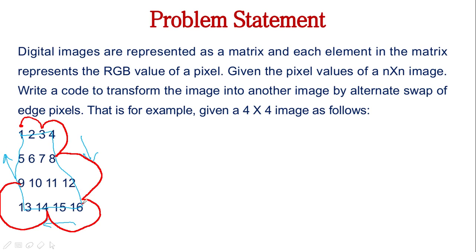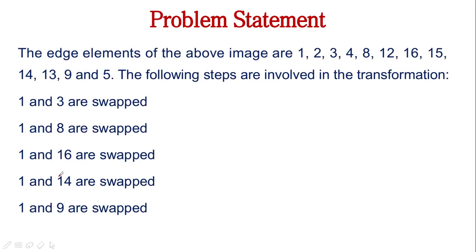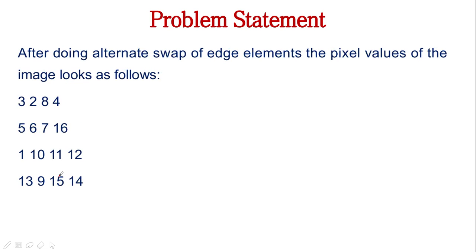So this is how the swapping will happen if you have an even number of elements, that is, if n is an even number. That is what is described here. So the edge elements are listed down, and it shows how the elements are going to be swapped. Now after the swap of edge elements, the matrix will look like this.